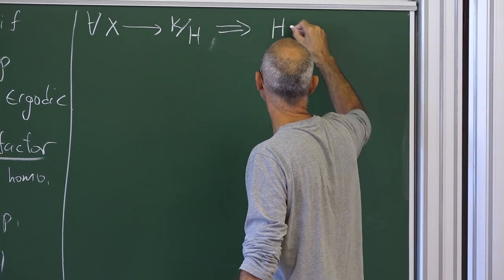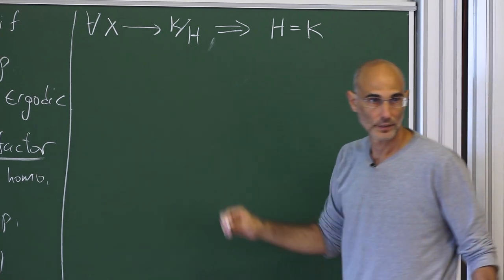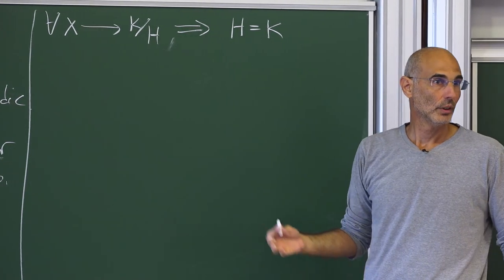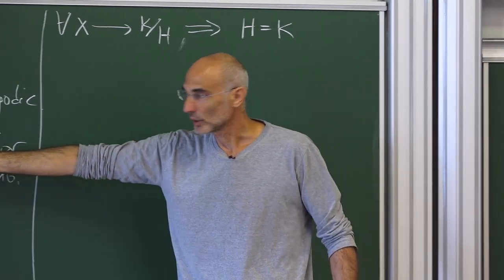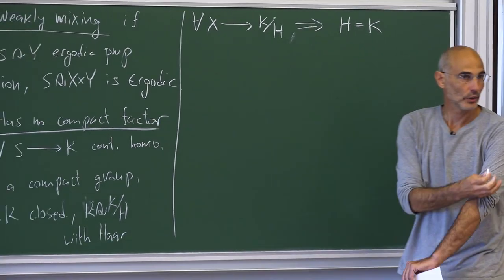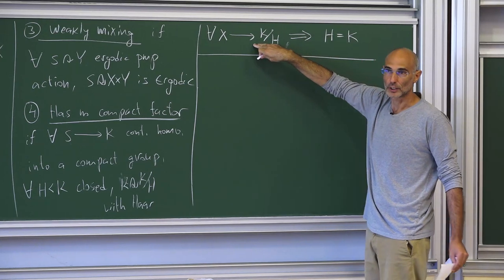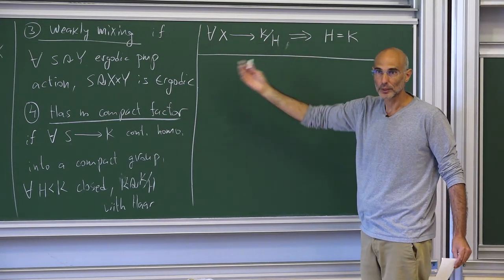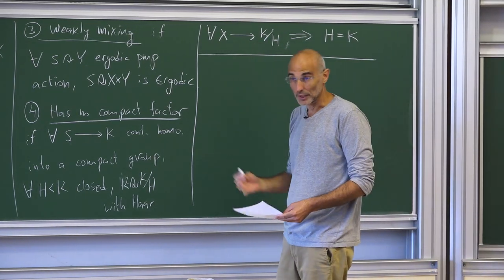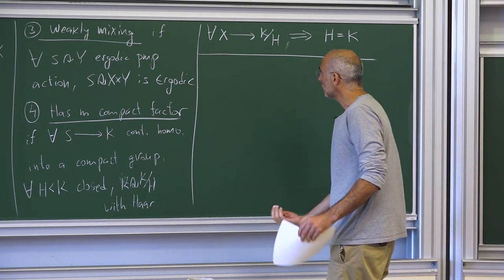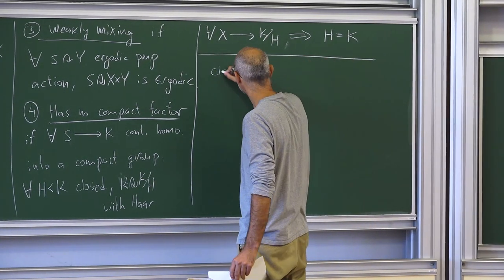We have that H is K. That is, this is just a single point. So you see, there are no compact factors. That's the property. So such a thing will be a compact factor of X. And the property is that we cannot find such in a non-trivial manner.